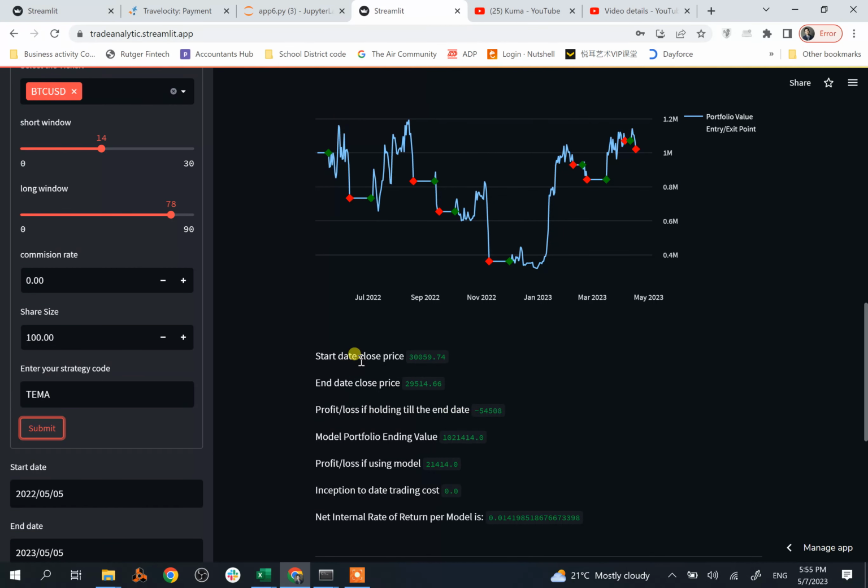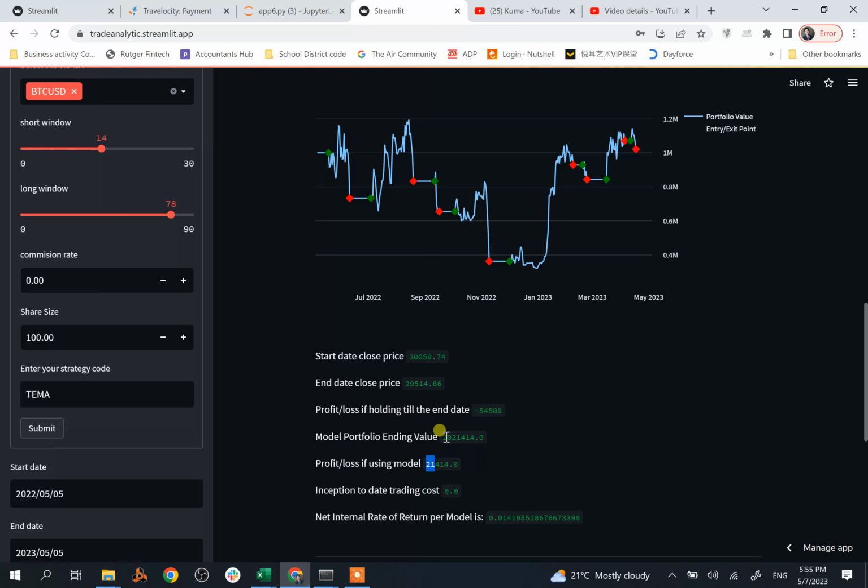And so going down the line is starting day close price and end day close price, profit loss if hold till the end day. So this is based on the assumption that if you don't use the model, if you just stop here by buying and exit right here by selling, you're actually losing money. Now if you're using the model, by going through all these buy and sell, you are making money here. This is about 21K.